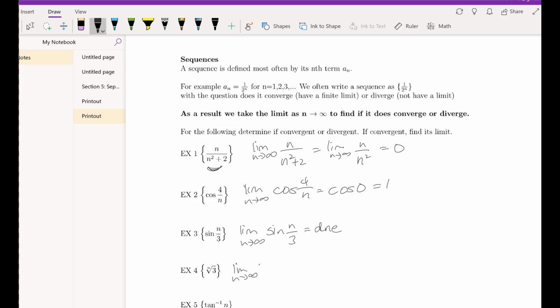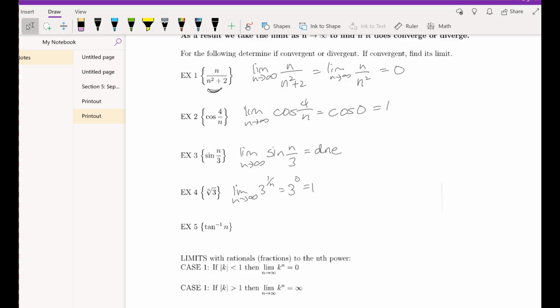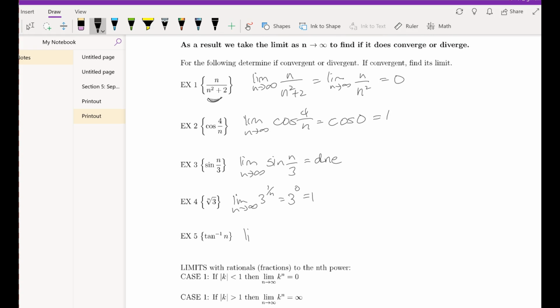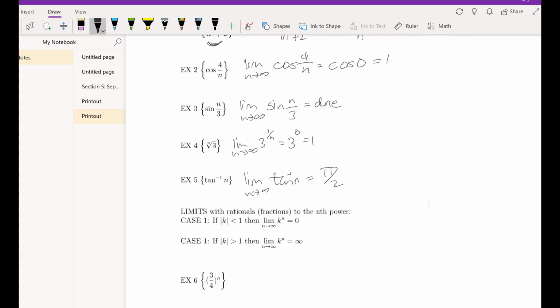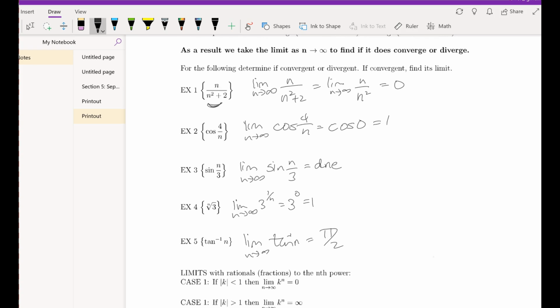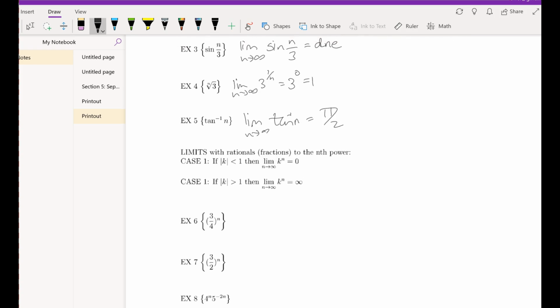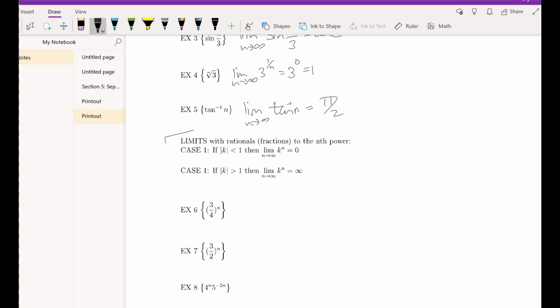Here I'm taking the limit as n goes to infinity of 3 to the 1 over n power. So 1 over n goes to 0, so 3 to the 0 is 1. Because you know the graph of arctangent of n, you know that this limit as n goes to infinity is pi over 2. So it converges to pi over 2. So when the limit converges to a number, the sequence converges to a number. I'm going to refer to this as the k-limit theorem.